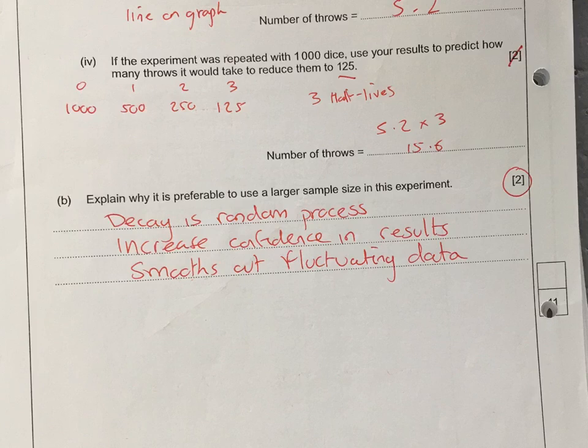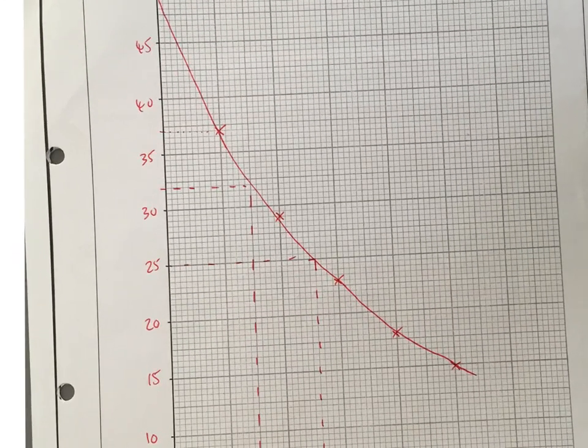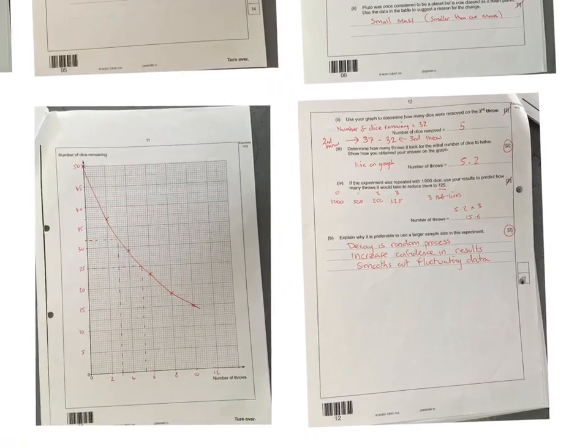Decay is a random process, explain why we need to use a larger sample size. Because it's a random process, we can increase the confidence in the results, and it's going to smooth out the curve. It's going to smooth out the fluctuating data, so the crosses that we find about this. So generally, the more data you've got, the tighter this line becomes, and it's going to reduce the number of anomalies as well.